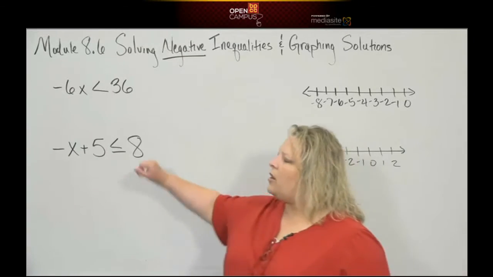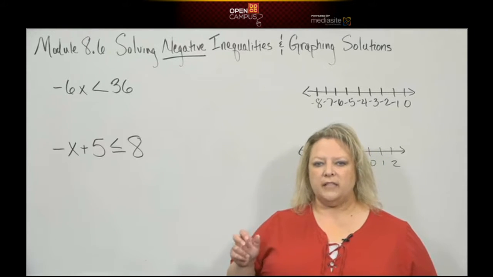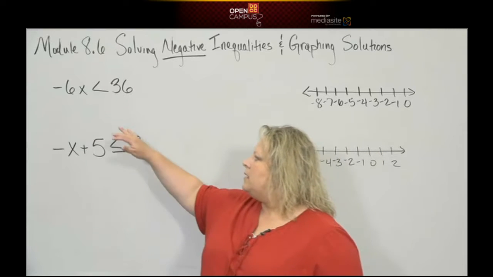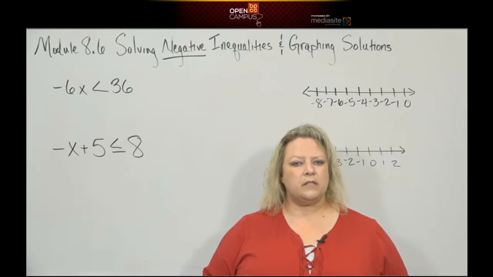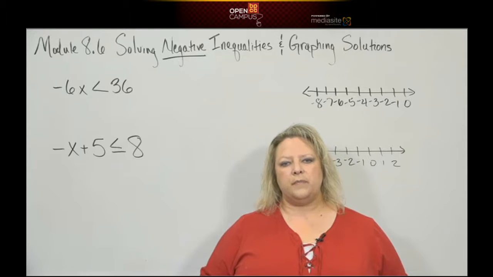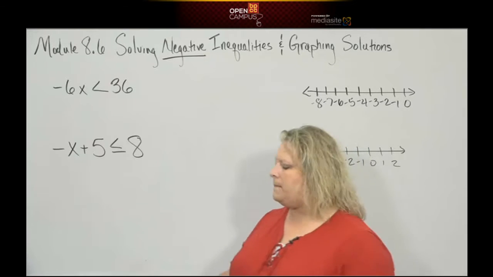Okay, so here are the two examples that we're going to do. They're not very challenging as far as the operations that you have to go through. I just wanted you to get a feel for what it looks like when you encounter something that gives you a negative and what you're supposed to do with it, okay?